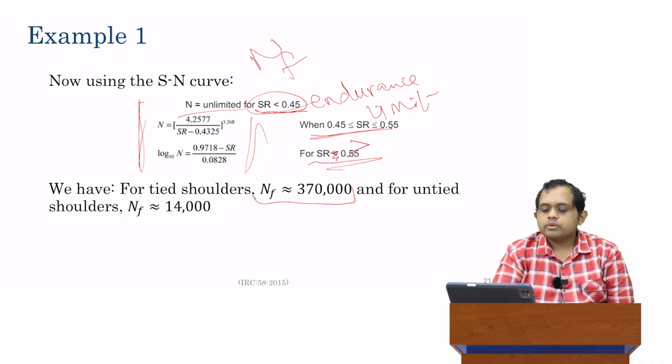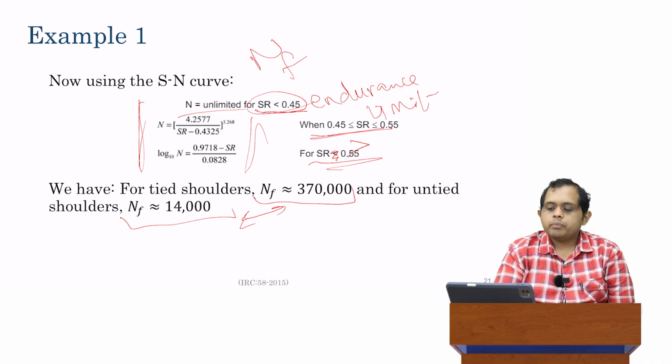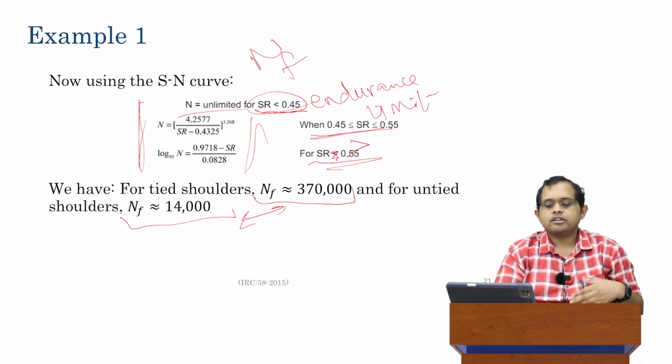And for untied shoulders, we get 14,000. What you'll see is, as we expect, because the stress ratio is higher for untied, the number of allowable repetitions is lower. You can apply lower repetitions of a higher stress. What you'll see is actually an order of magnitude different.